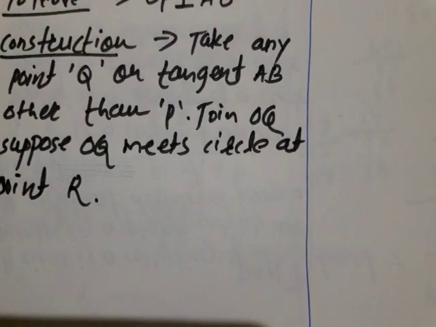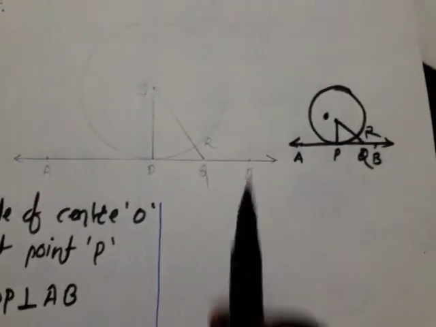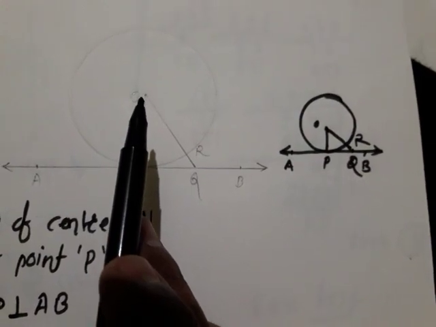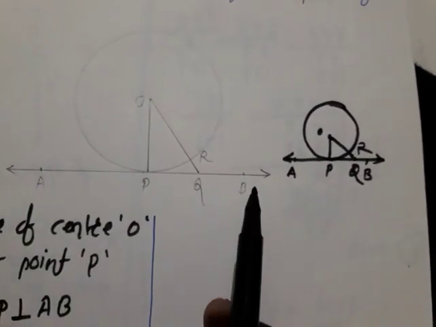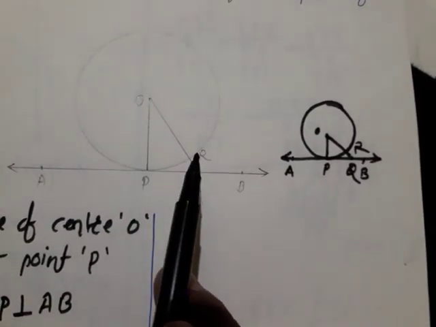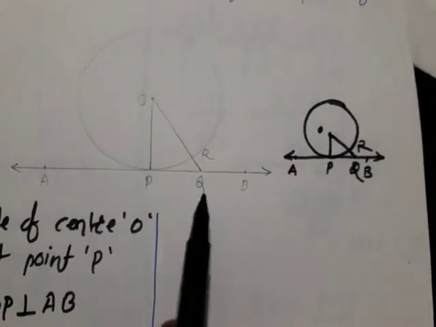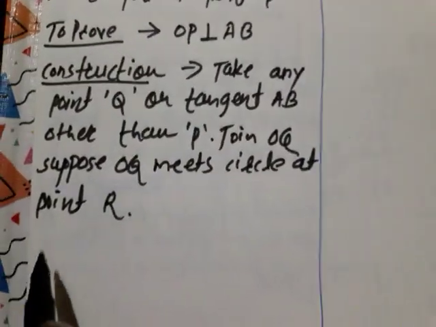Got it up to this step? Understood? What is the construction? This is the construction. Simply this is the construction. In this figure you will come to know that here we have to take any point Q on the tangent AB, then after that we have to join OQ, and that OQ intersects the circle at point R. This is the figure. Okay. Now next, this is the fourth point, you know that very well.